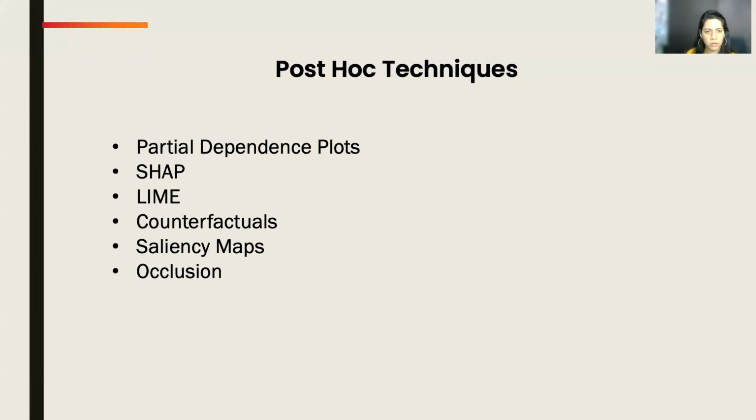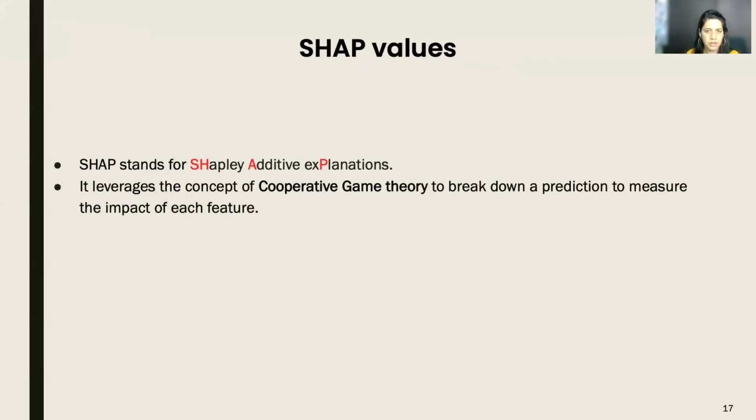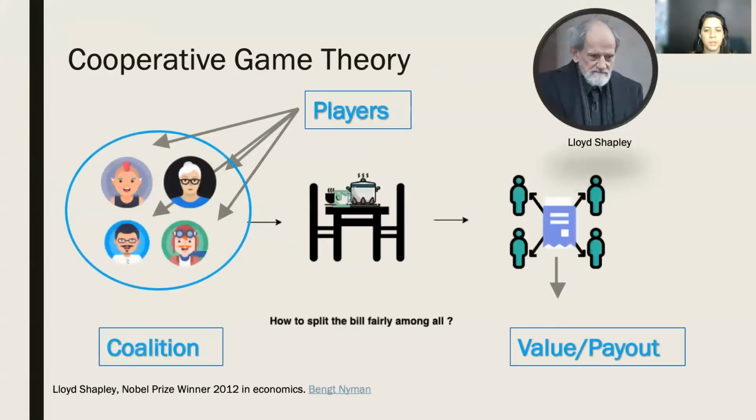We won't be able to cover all of them, but I'll just cover 2 important ones here. One of them is SHAP values. SHAP is an acronym. It stands for Shapley Additive Explanations, and it leverages the concept of cooperative game theory and breaks down the prediction to measure the impact of each feature in that prediction. And because this is important, we'll go a little deeper into it.